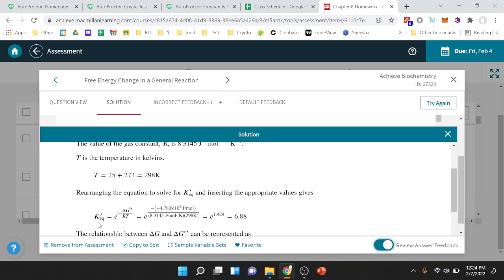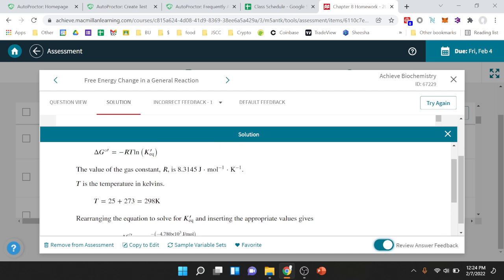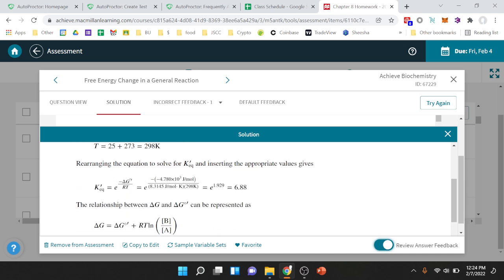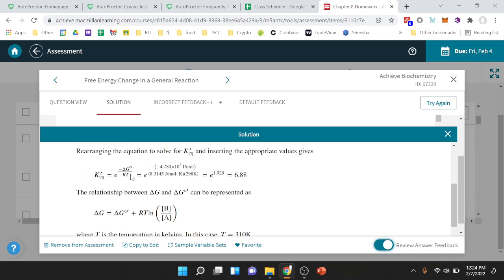You get your KEQ out. To undo a natural log, you would have to take e to the power of. So you take e to the power of what's on the left side after you finish rearranging. So for example, you divide over negative RT, right? You take e to the power of both sides, so you get e to the power of delta G over negative RT, right? And that would give you KEQ. Is everybody okay so far? That's just the rearrangement.